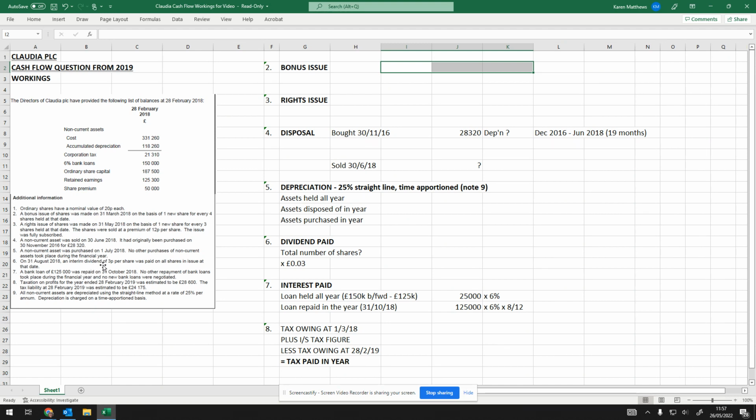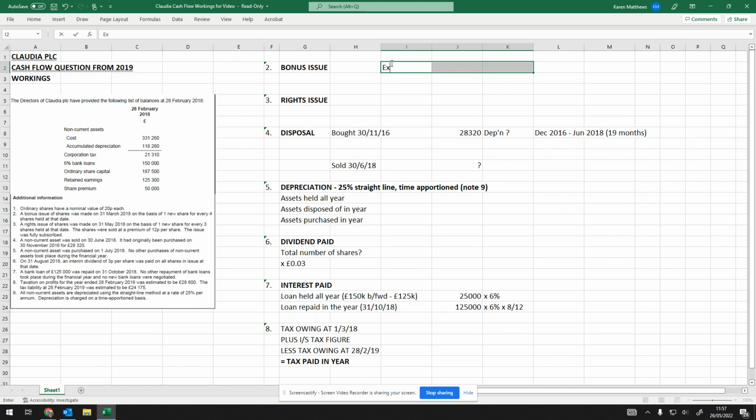Yes, number 6, we've paid a dividend of 3 pence per share, and that's on all shares in issue. So that's the original shares up here, so 5 times that 187,500, and then the bonus shares, which are 1 for 4, and then the rights issue, which is on the basis of 1 for 3. So let's start with the bonus issue then.